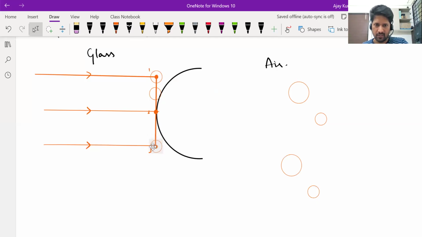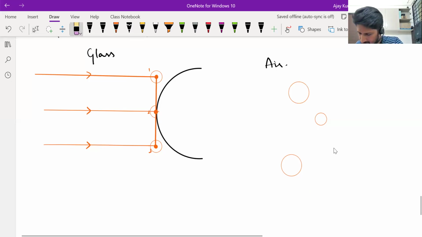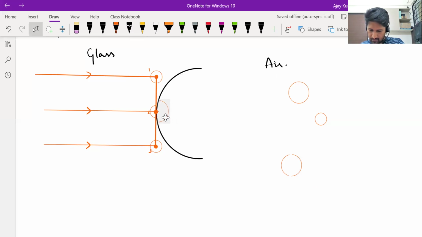But the middle one, the second, is at the interface. On the left side, the disturbance travels slower. On the right side, the disturbance travels faster. So on the left side, the wavelet will propagate only a small distance. It will be like this. On the right side, it will propagate a greater distance. It will be like this, roughly speaking.